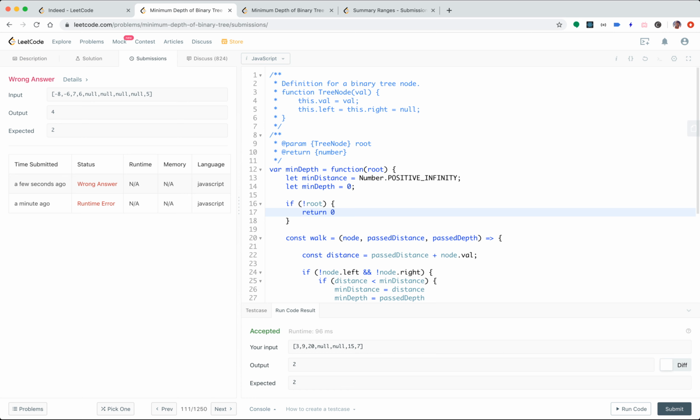Oh, it seems I'm wrong about this one. Okay, so -8, 7, 6, null, 7, null, 6, -8, -7, 7, 6, null, null, null, null, 5. 2, right? Okay, so we traverse.